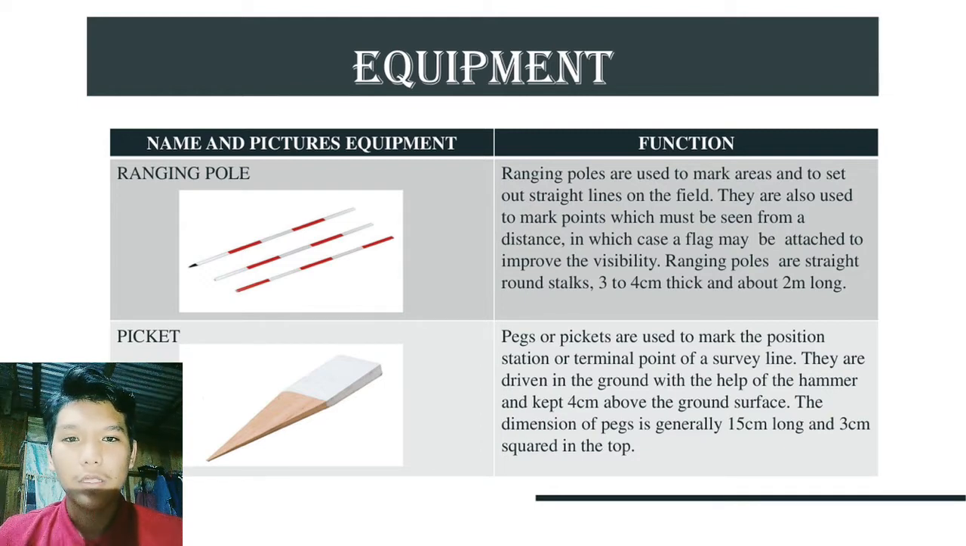Number 4 is the picket. Picket pads or pickets are used to mark the position, station, or terminal point of a survey line. They are driven into the ground with the help of the hammer and kept 4 cm above the ground surface. The dimension of pads is generally 15 cm long and 3 cm square at the top.